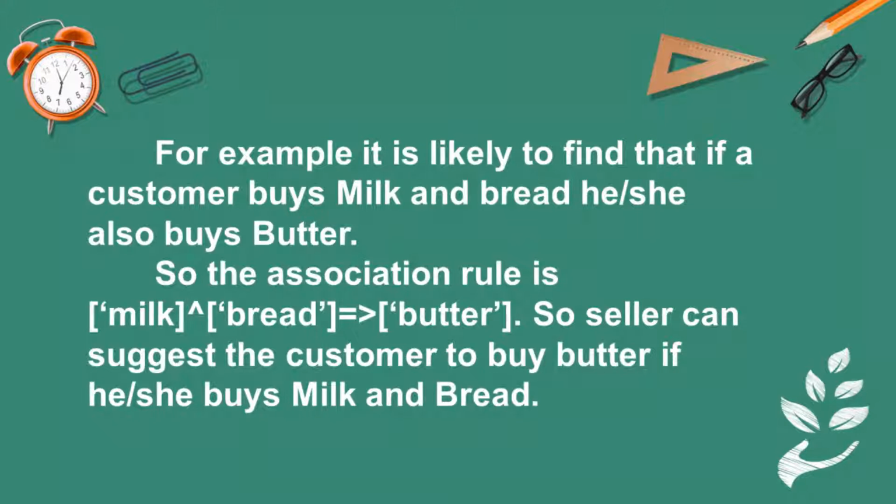For example, it is likely to find that if a customer buys milk and bread, he or she also buys butter. So one of the association rules is: when you buy milk and bread, you may also buy butter. Or we can say in simple words that the seller can suggest to the customer to buy butter if he or she buys milk and bread. In this technique, we can adjust or develop the sales of a particular company.